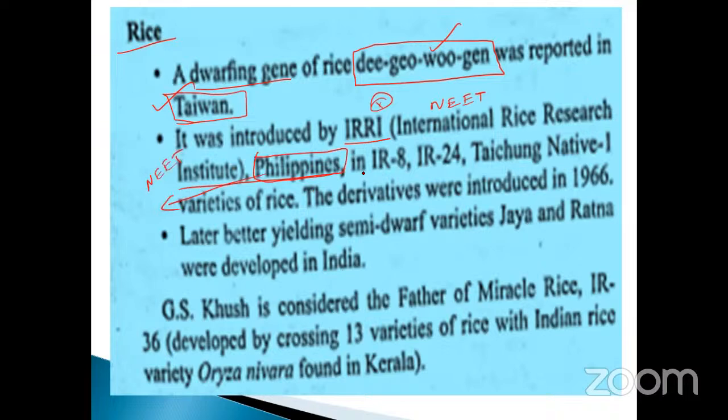IR8 questions. Here, IR8, IR24, and Taichung Native 1, varieties of rice. The derivatives were introduced in the 1960s. I told you, 1966 is the Green Revolution period, the Green Revolution.